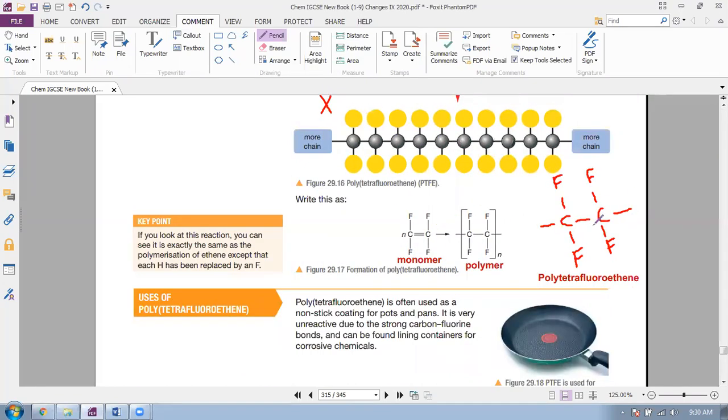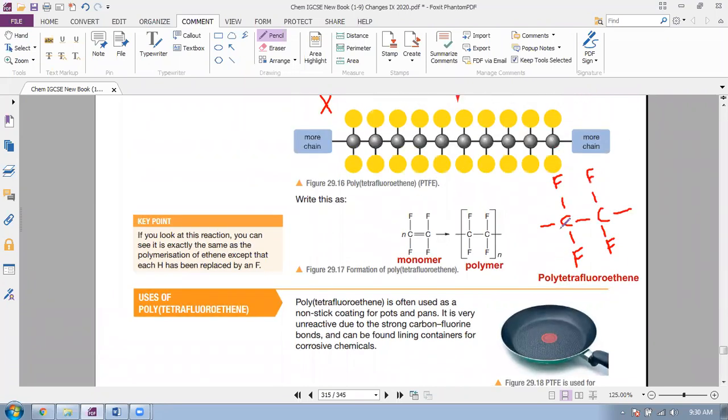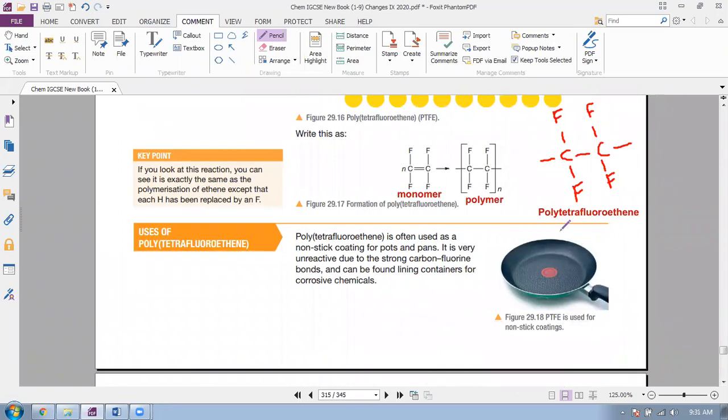This is good. And polytetrafluoroethene is used to make non-stick coating for pots and pans. It is very unreactive due to strong carbon-fluorine bonds and can be found lining containers for corrosive chemicals. If you look at this reaction, you can see that it is exactly the same as the polymerization of ethene, except that each hydrogen has been replaced by a fluorine. In short, it is said PTFE, polytetrafluoroethene. So the non-stick coating is made by polytetrafluoroethene. Remember it.